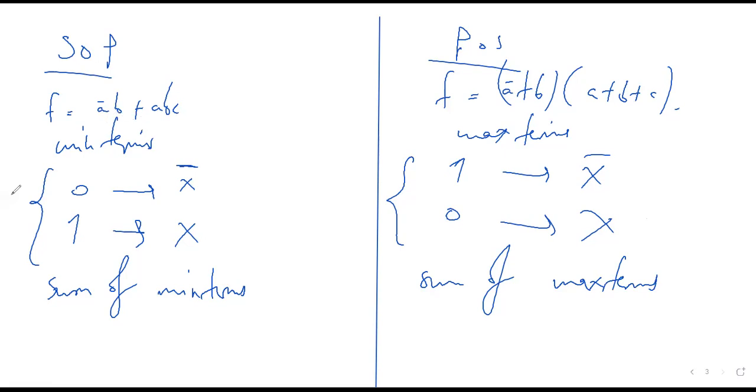A bar means the same as x bar, it means the same as 0. These are the min terms. So here we have a 0. B is not complemented, so it's a 1. Here, all these A, B, C are uncomplemented. It means these are 1s.